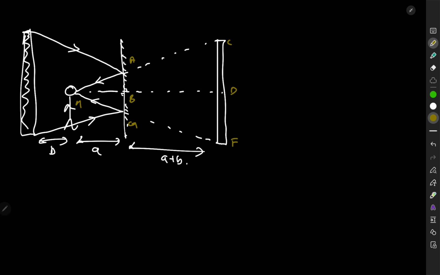Now AB by CD is equal to HB by BD. Do you agree? Fine. What is AB? Let's take this as X, this is Y. X. What is CD? We don't know. What is HB? It's A. What is BD? It's A plus B, right? Fine then.